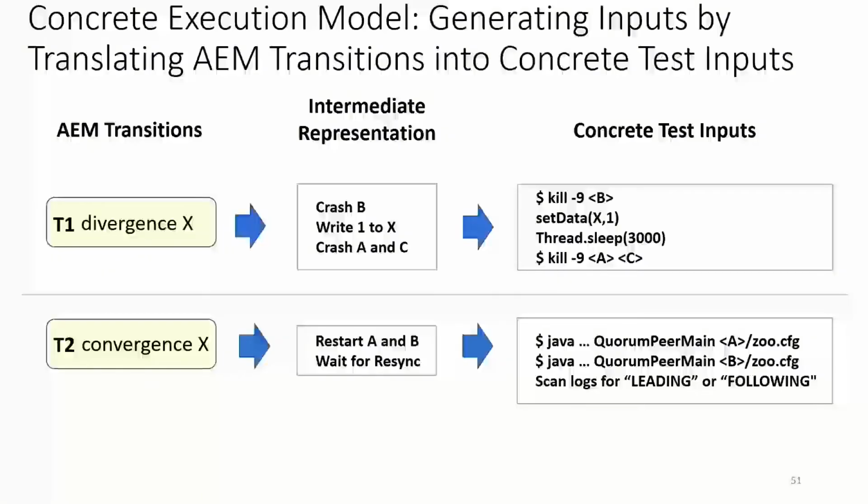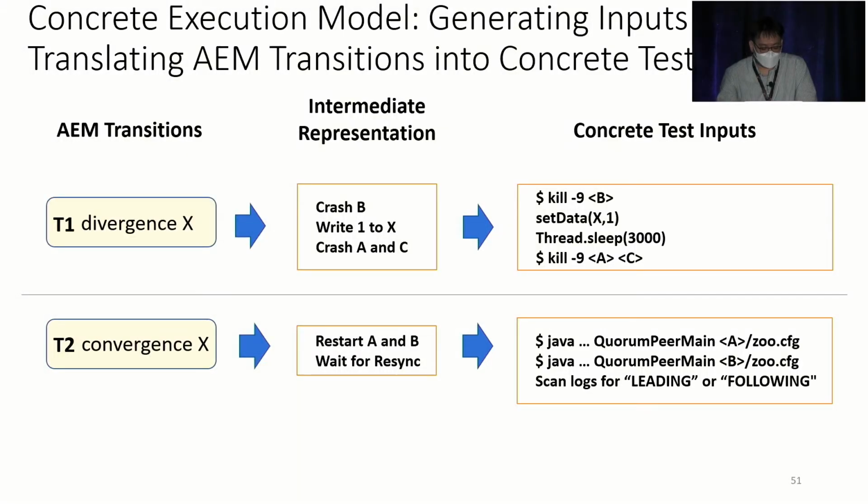And similarly, for convergence transition, we can translate it into restart A and B and wait for resync, which will get further translated into Java code to restart the A and B and scanning the logs for certain messages to be printed out for the indication of the resync.